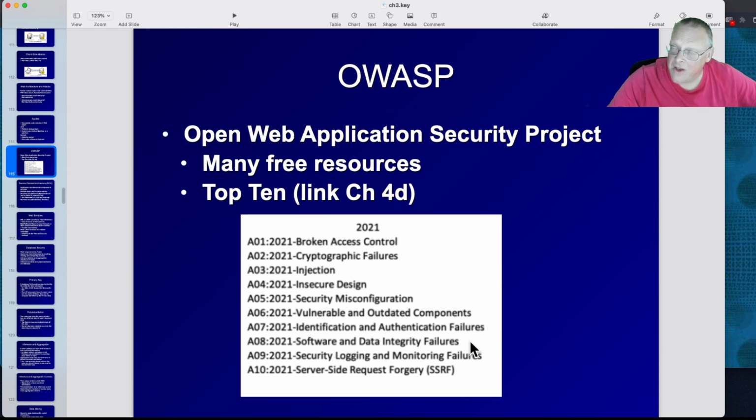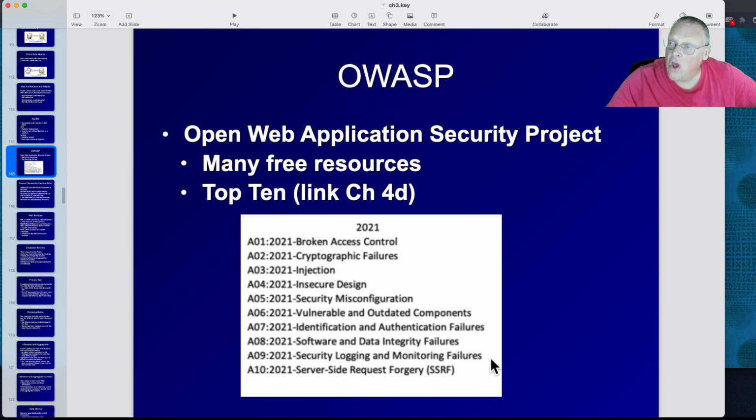Software integrity failures are where people can modify software. This is what happened with the SolarWinds attack from Russia, where they modified the SolarWinds software and everybody put this legitimate SolarWinds software on their machine, and they put on what appeared to be a legitimate update, but that update was poison that gave Russia control of their machines.